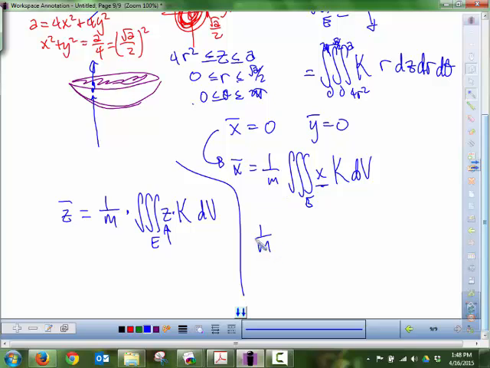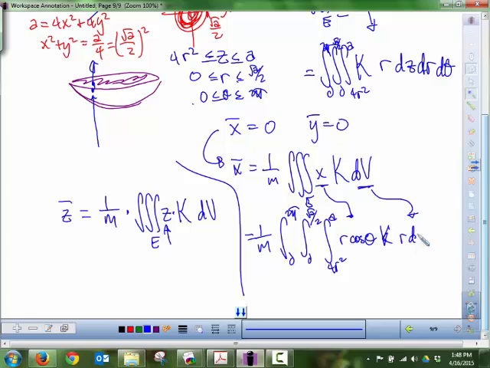So our integral here will end up being equal to 0 to 2 pi, 0 to square root of a over 2, 4r squared to a. Now the k is constant, but the x has to change into polar coordinates, or cylindrical coordinates. So what should this be? r cosine theta. And k is a constant, and now your dV is going to be r dz dr d theta.